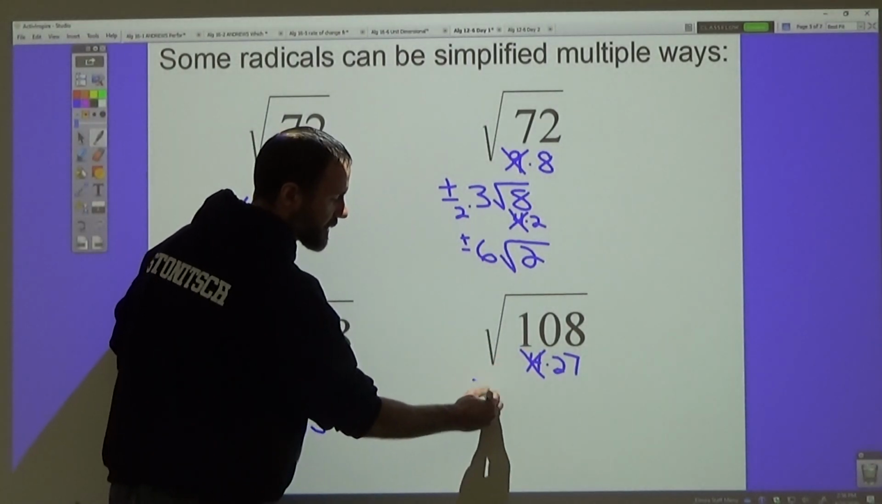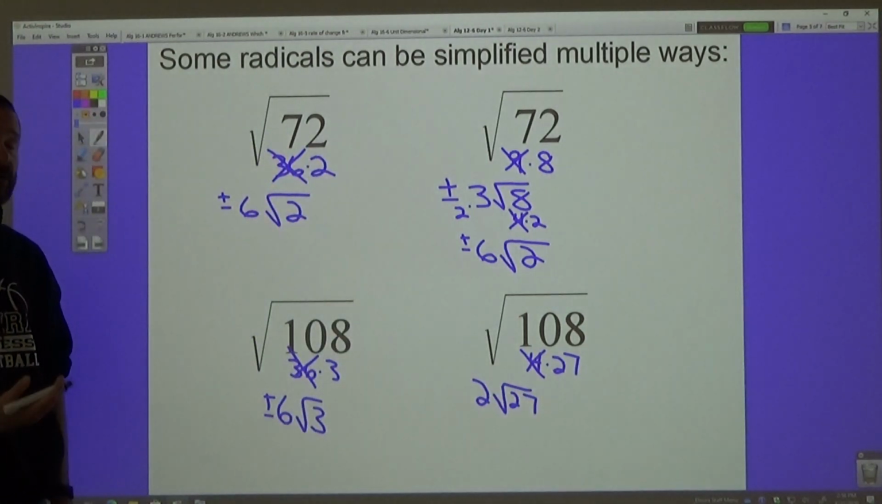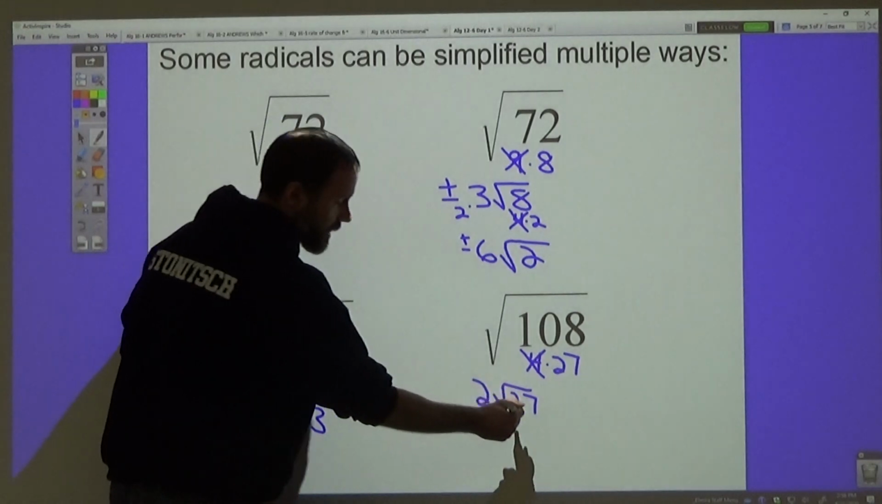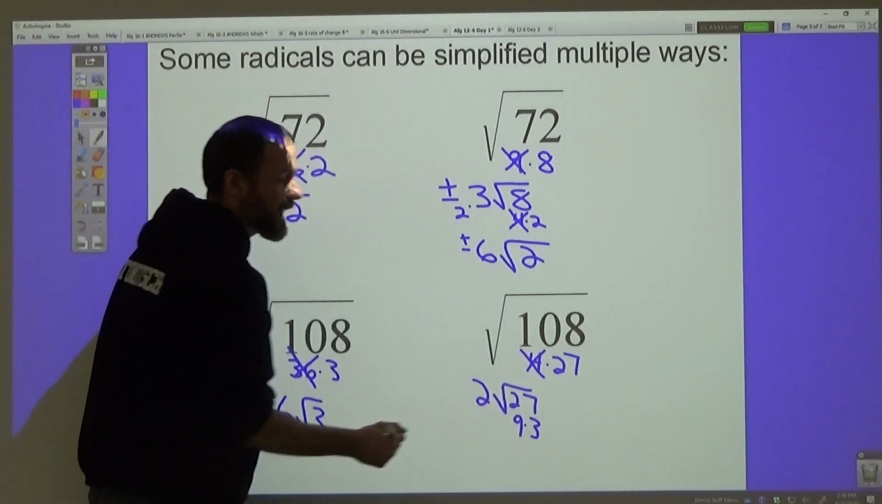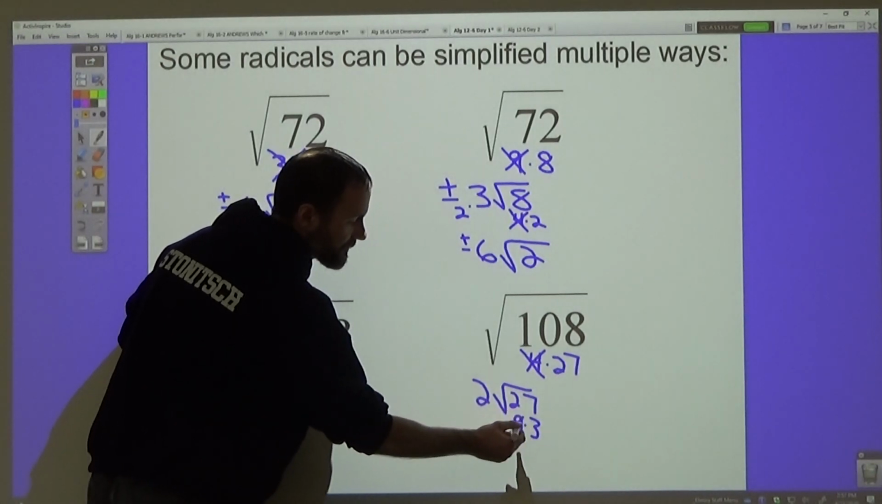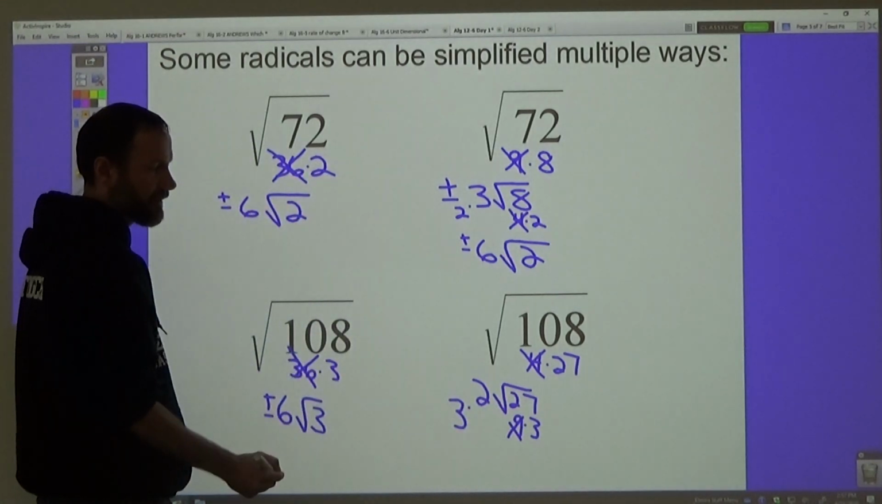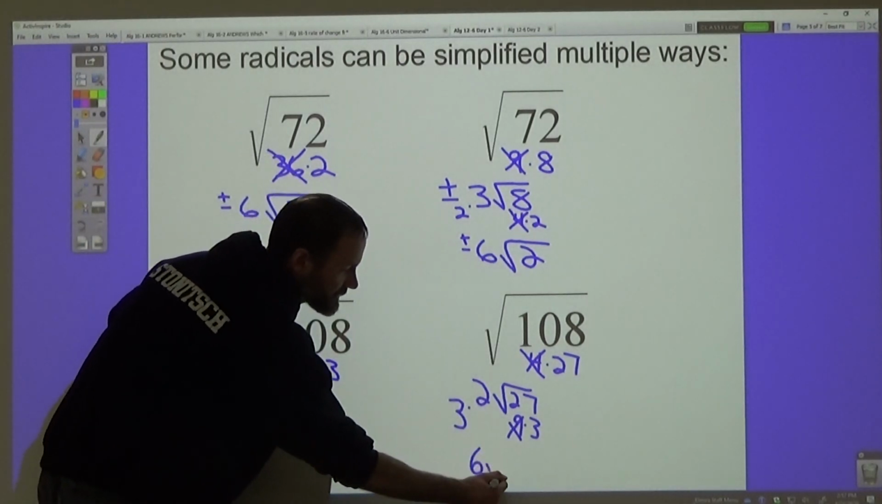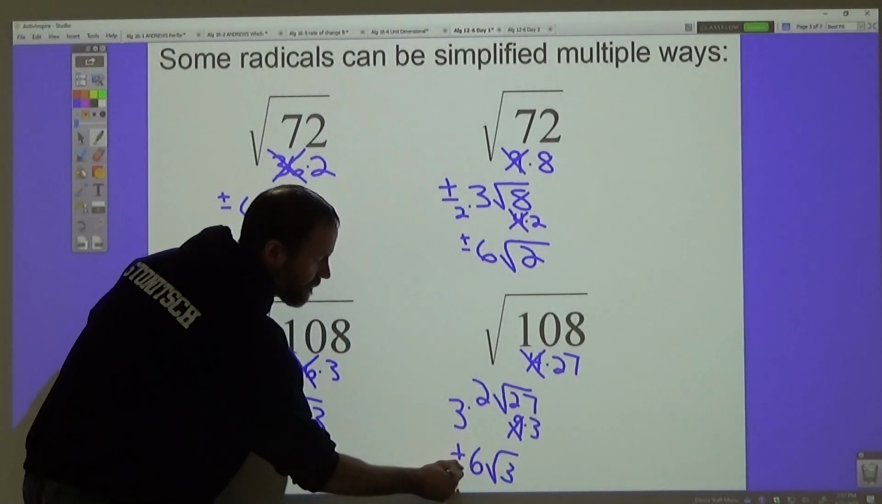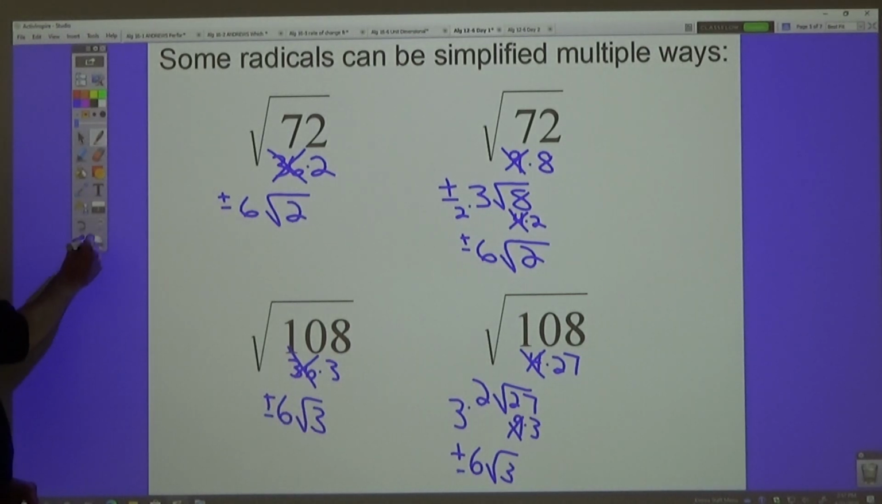Cross off the 4, bring out the 2, so you have 2 radical 27. Well, 27 can be simplified more. 27 is really 9 times 3, 9 being a perfect square. Cross off the 9, bring out the 3. When we bring it out, we have to multiply these together. So 3 times 2 is 6. Again, we get plus or minus 6 radical 3, no matter which way you did it.